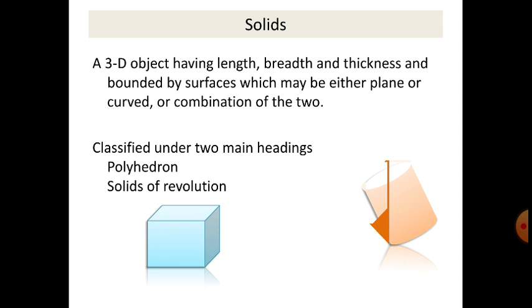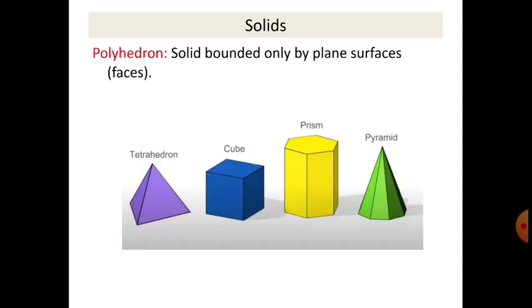Okay. So mainly we classify solids into two parts, that is polyhedron and solids of revolutions. Okay. We divide it into two parts. As you can see, the first one, polyhedron. The solids bounded by its plane surface, that is faces, is called polyhedron. Poly means more than two is called poly. Okay, more than two is called as poly.